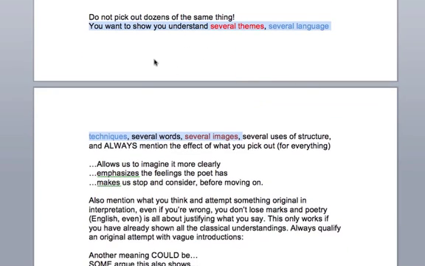That's really important that you get the range there, so you've understood all the ways in which the writer has tried to get the message across. And always mention the effect of what you're picking out. So you want to say things like, allows us to imagine more clearly, emphasizes the feelings the poet has, makes us stop and consider before moving on.